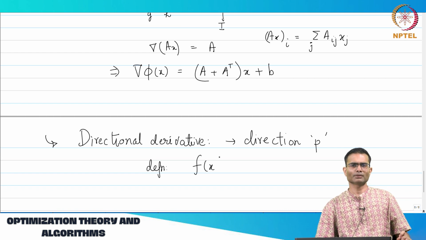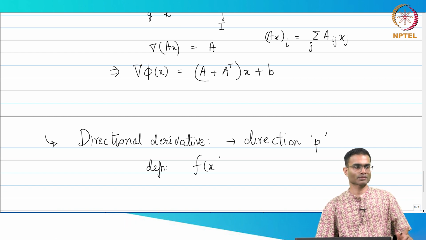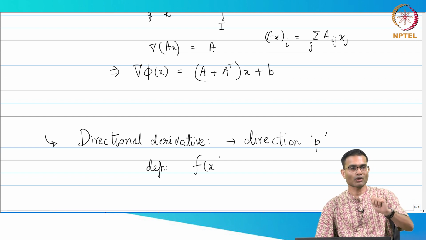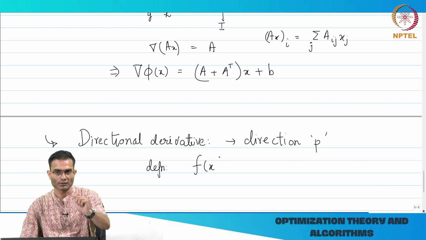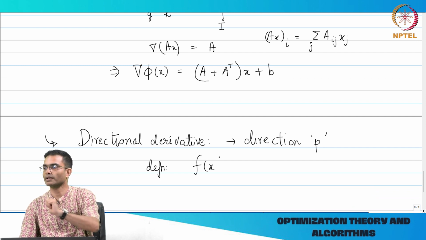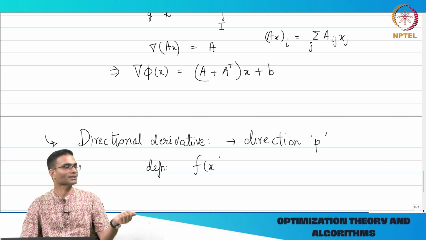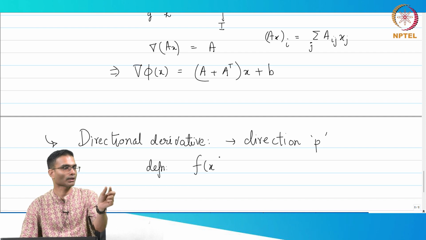Okay, something simpler. Projection was what was said. I want to denote a small walk along the direction P starting from x. How will I write that? x plus some small number times P. Will it do it? It will do it, right?